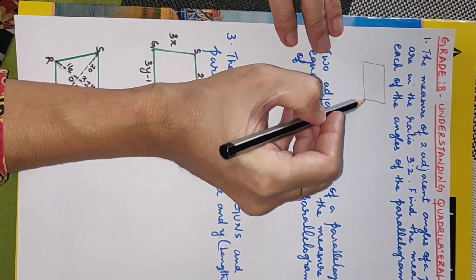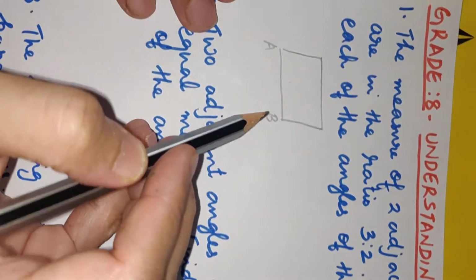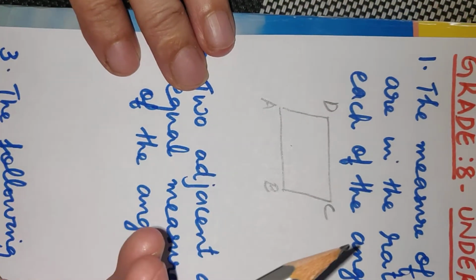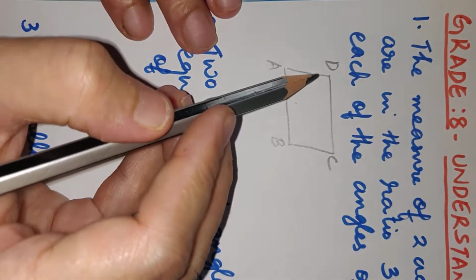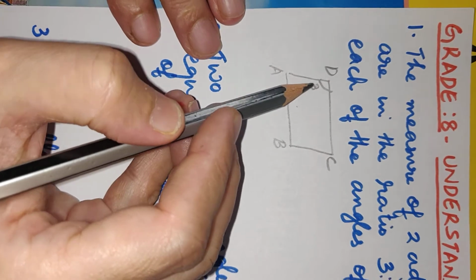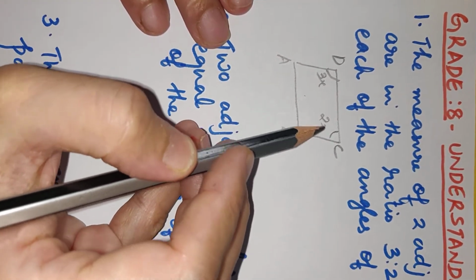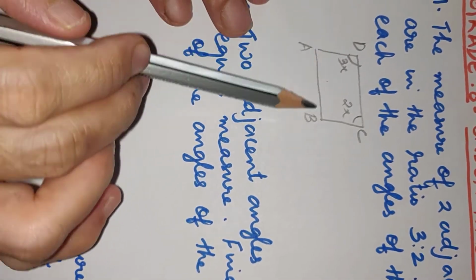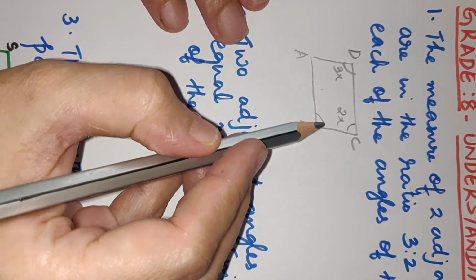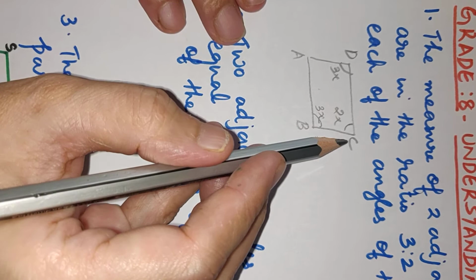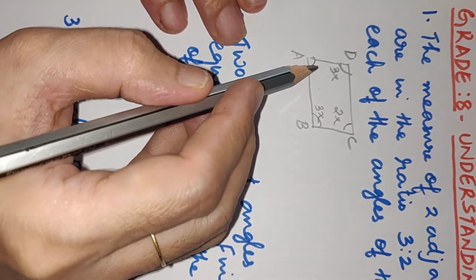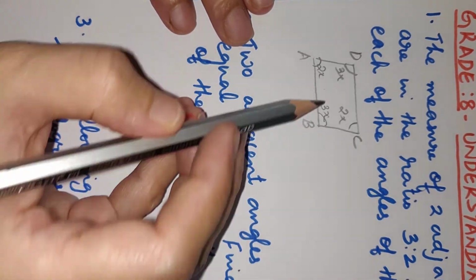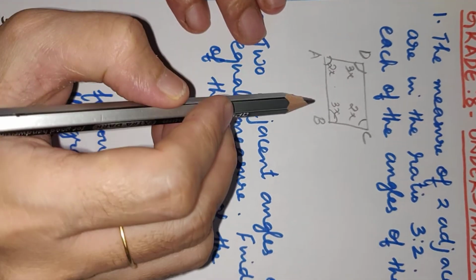This is a parallelogram ABCD, and it is given that adjacent angles, so let this be 3x and this be 2x. And you know that in a parallelogram opposite angles are equal. So if this is 3x, this also is 3x, and if angle C is 2x, angle A is also 2x. So all the four angles I have written here.